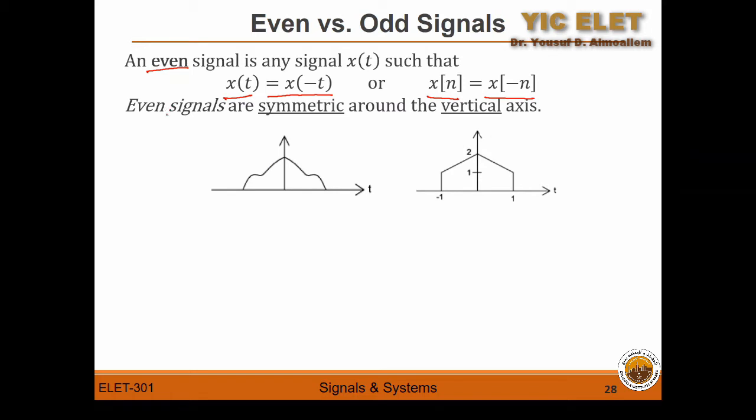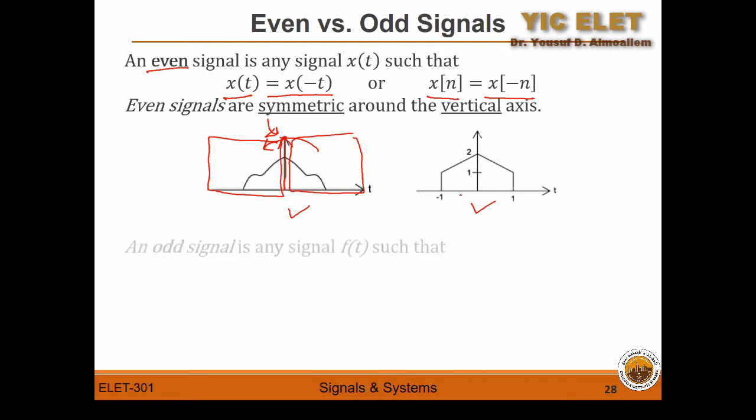If we want to visualize this in plots, even signals, if we're talking about 1D signals, we can visualize as symmetric around the vertical axis. So if we have a mirror to flip whatever comes at this side and it is matching with this side, then this is an even function, and this is perfectly clear here and also there. So these two are even functions.